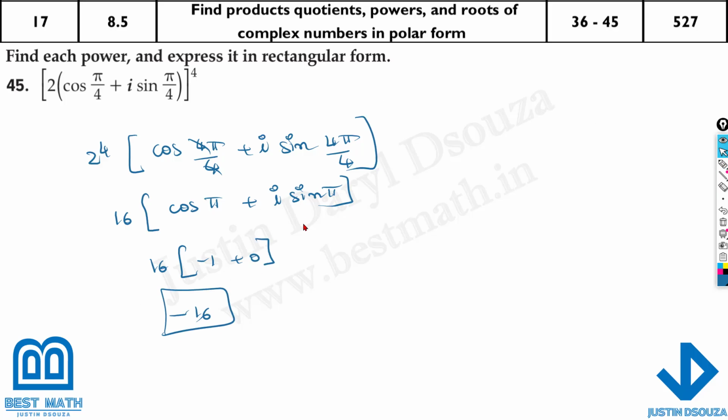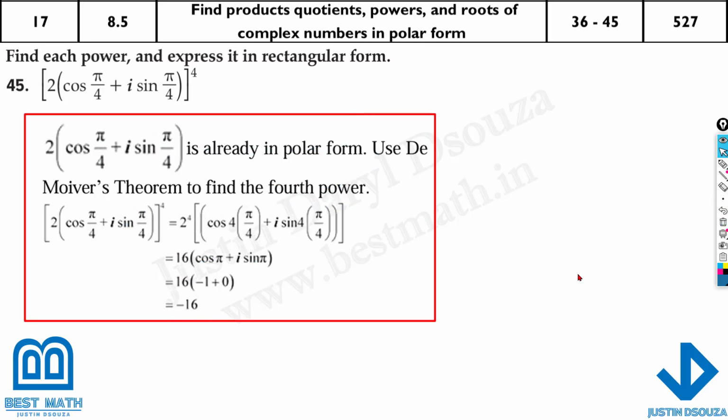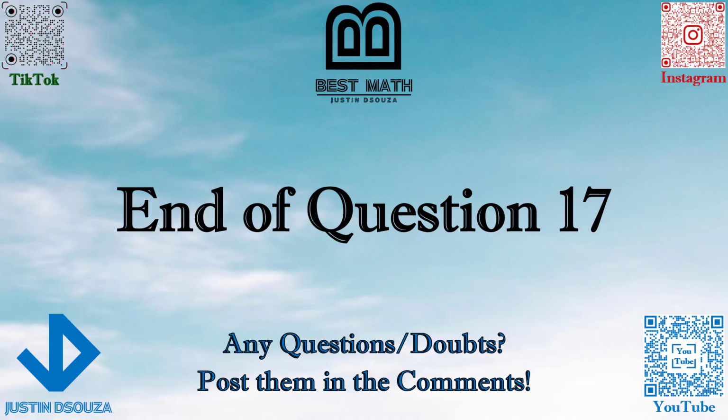There's only a real value, no imaginary value. So here the values were so easy to cancel off, so it was easily found out. Cosine pi, that's minus 1, so 16 times minus 1, but sine pi is 0, so therefore we get these answers. That is the end of this question.